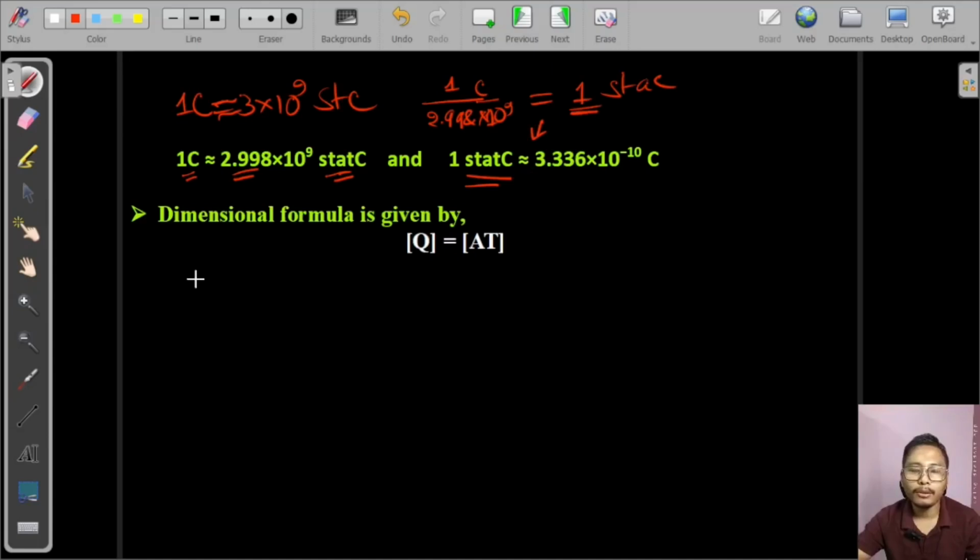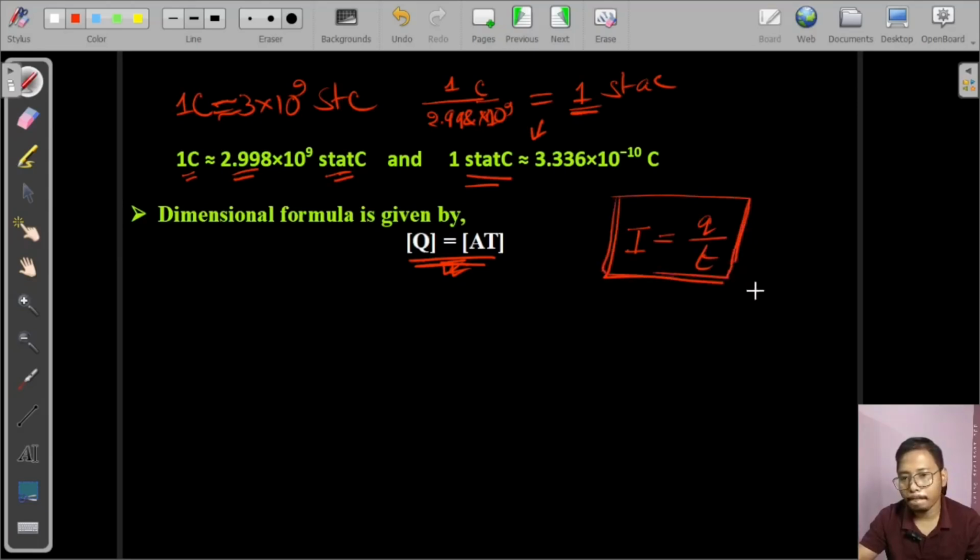Then come to the dimension. This is the dimensional formula, the dimensional expression of charge. How do you get this? For this, you have to remember one relation, that is electric current I is equal to charge divided by time. You have to keep this relation in mind.